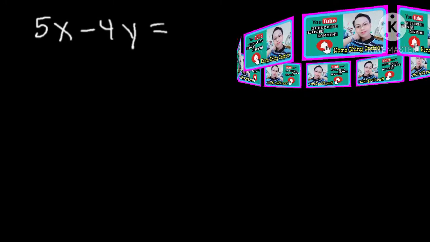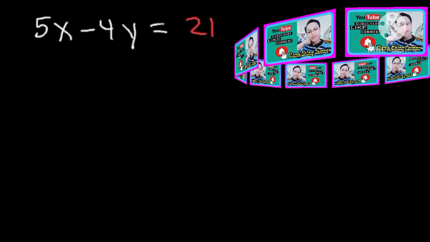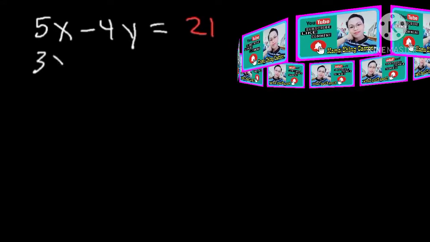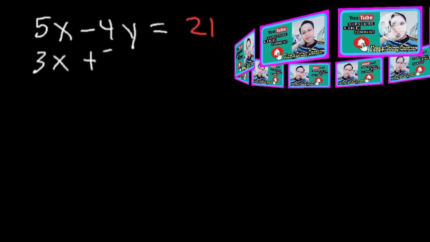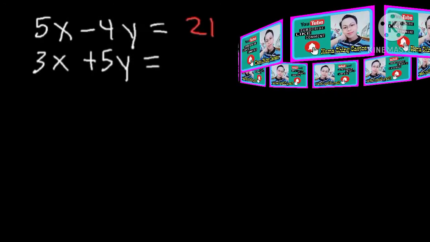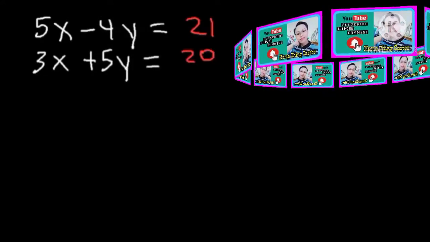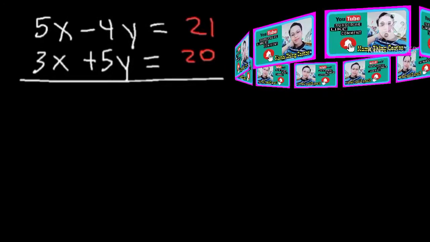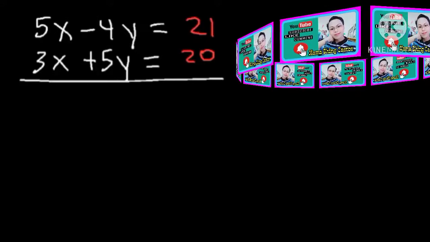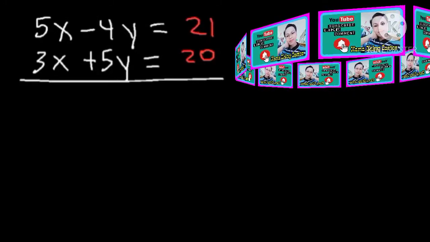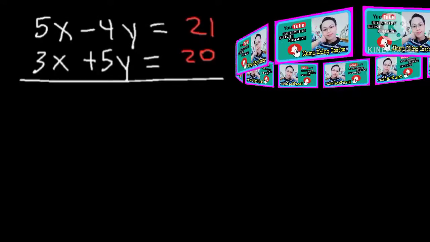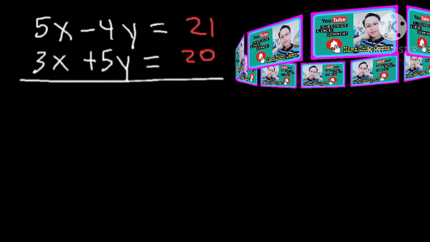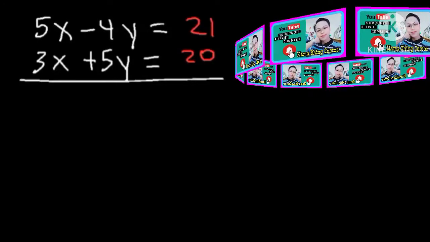Here's another problem. 5x minus 4y is equal to 21, and 3x plus 5y is equal to 20. So let's use the elimination method to solve it. This time, we need to modify both equations. So let's cancel the y variable. What number should we multiply the first equation by, and what number should we multiply the second equation by?